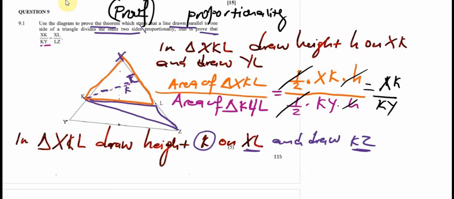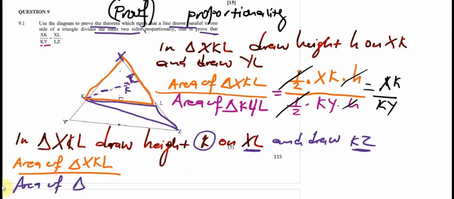You could even draw it down and then a perpendicular height here. But then we chose to have a base of XL. So, area, let me write in orange: area of triangle XKL all over the area of this small triangle, LZK, right?